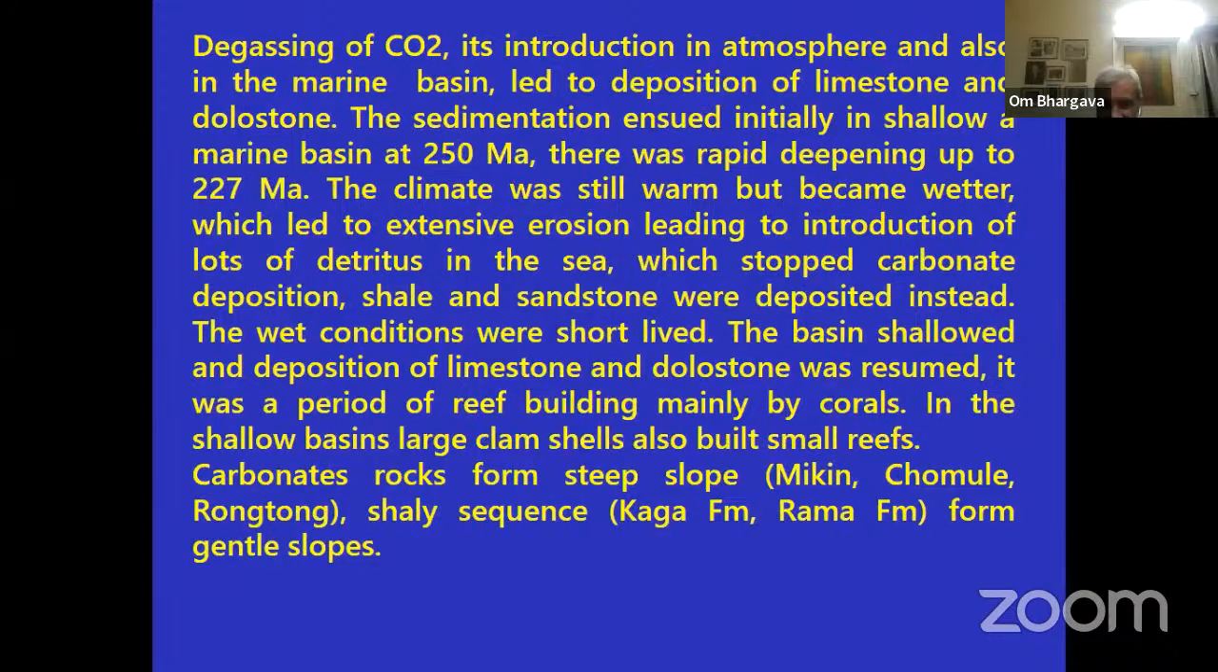But there was rapid deepening, and rapid deepening is attributed to rifting in the Western Alps, especially in the French Alps. There was a deepening, with the result of rifting, then there was a shallowing. But the climate was still warm, and with time became better. And that was a very global climate change, the wetting part. They give it a name, an event, which is known right from the Alps to Oman. That was the time when it becomes wet, and because in the wet climate, you have a lot of erosion.